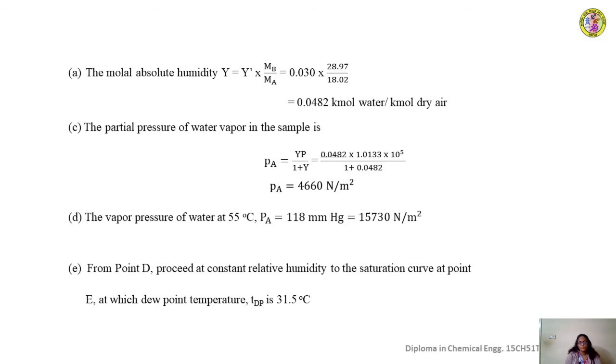This value of vapor pressure can be obtained from the vapor pressure data for water. From point D in the humidity chart, proceed at constant relative humidity to the saturation curve at point E. This is the process of drawing an adiabatic cooling line. From point D, where the dry bulb temperature and the humidity lines are meeting, draw a line, that is the adiabatic cooling line.